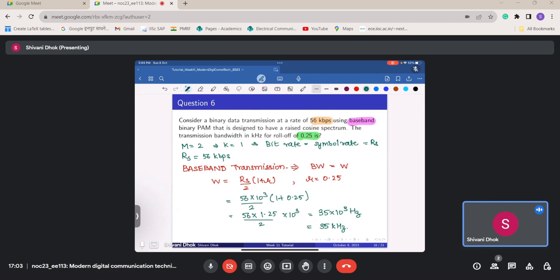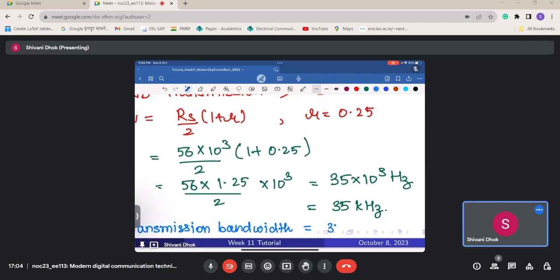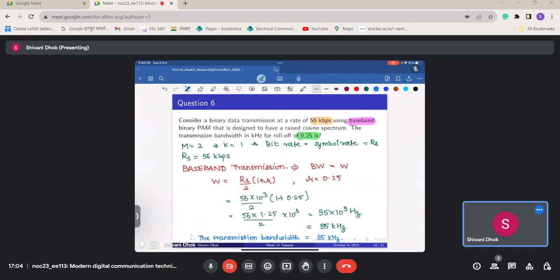And since it is a baseband communication, what do we have? Therefore, the transmission bandwidth is equal to 35 kilohertz. Okay, any questions?